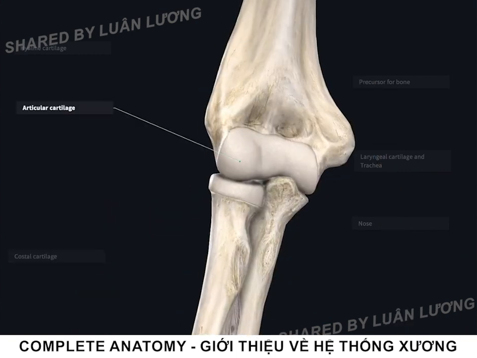We're also going to see that hyaline cartilage is going to line the ends of our long bones. So where one long bone meets up with another long bone, we're going to need a protective layer that is very smooth that reduces friction within the joints.